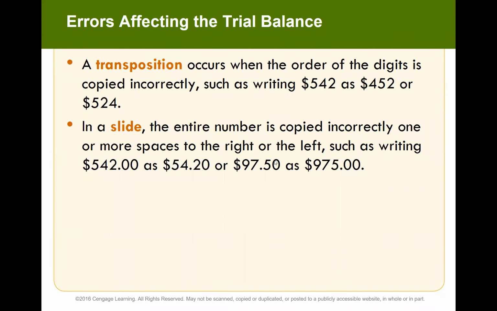Let's talk about some more errors that could affect the trial balance. So we have a term called transposition. Transposition is when you get the order of the digits out of order, and that's so easy to do, especially if you are reading really fast or typing really fast. Sometimes your brain can work faster than your fingers. And so you may mean to type 542, but you put it in as 452 or 524 because you reversed a sequence of numbers. That's called transposing, and that's extremely common, and it happens more often than not.